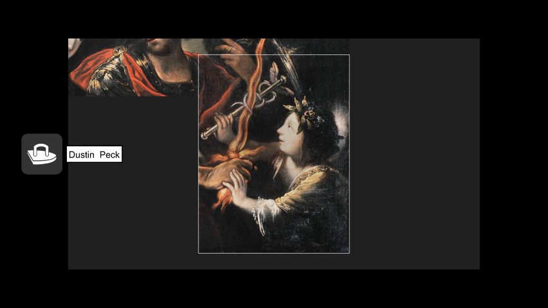The figure on the right appears to be the Roman god Hermes, the god of trade and commerce. He is symbolized by his caduceus, which is entangled with Mars's sword.